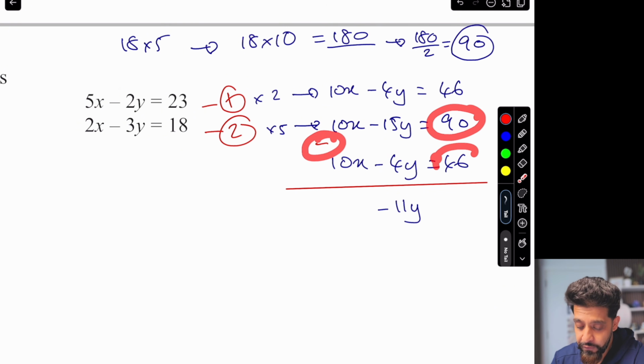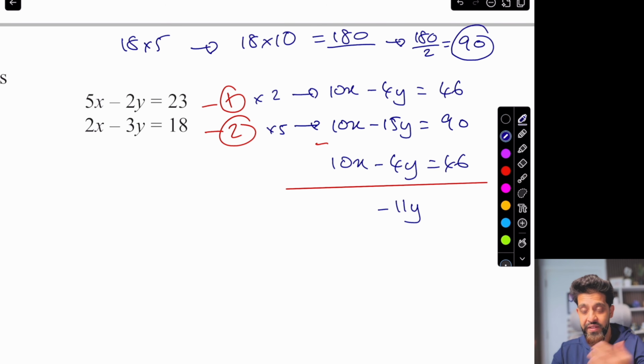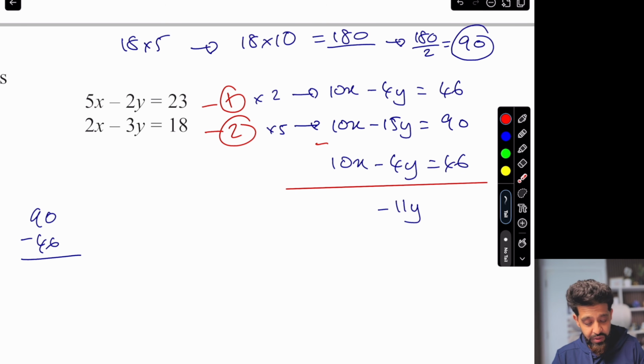Then 90 minus 46. Again, something that you might want to go to the side and do. No shame in it at all. Or a quicker way: if I get this to 50, it'd be easier. I know the gap between 50 and 90 is 40. What do I need to add to get to 50? 4. So it becomes 44. So 44 is your answer there.